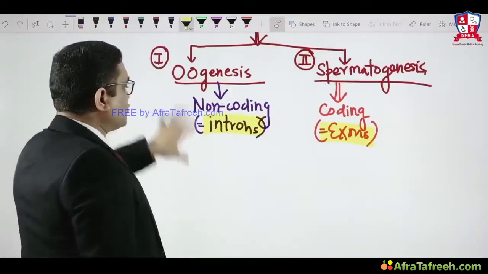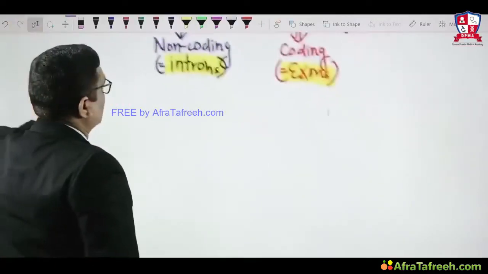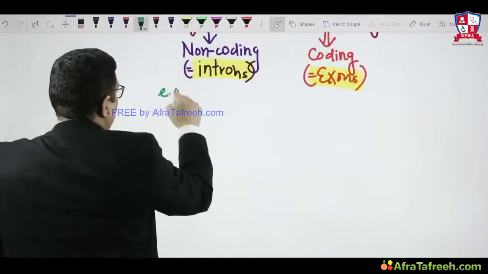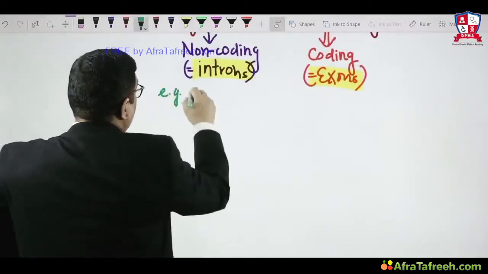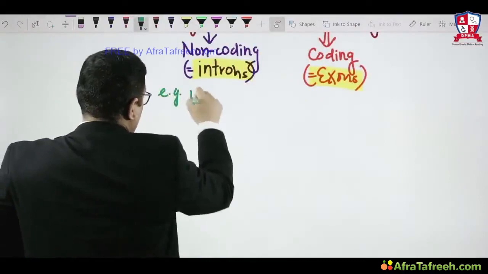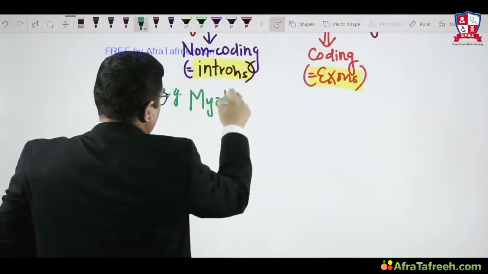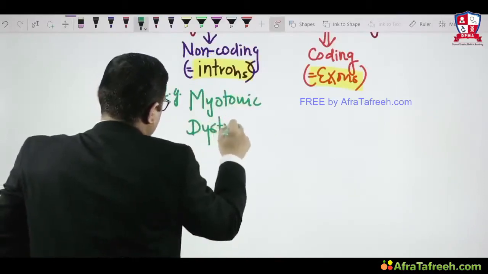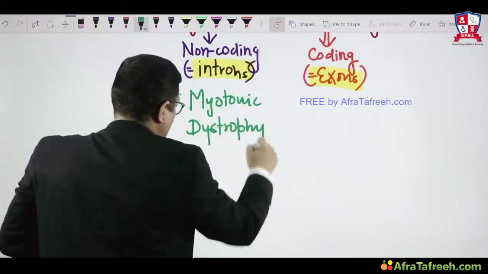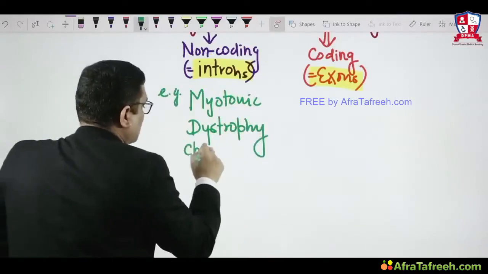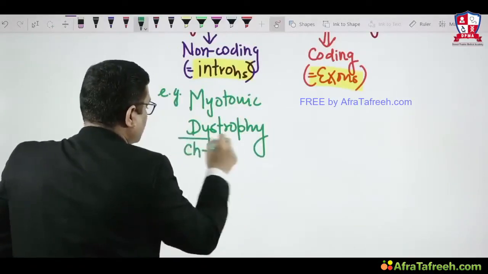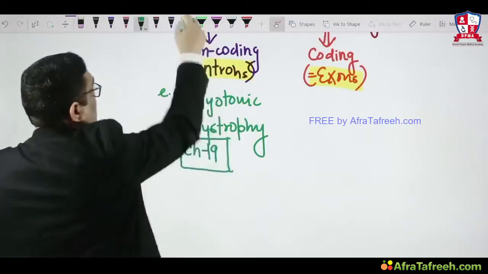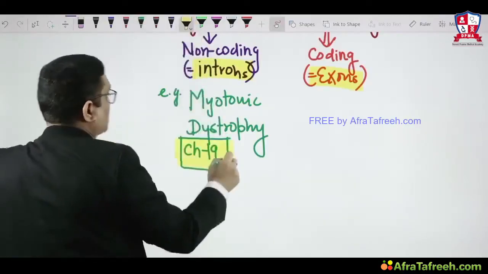What are the examples of oogenesis non-coding areas? Number one is myotonic dystrophy. Myotonia dystrophica, or myotonic dystrophy, is associated with chromosome number 19, which was an All India question in a previous year. So we have to keep this point in mind.